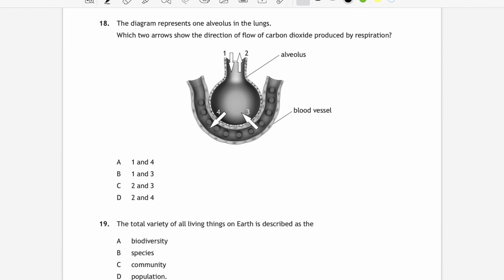Okay, now that I've had a little look at question 18, let's have a look through it. So we've got 1 and 4. Which two arrows show the direction of flow of carbon dioxide produced by respiration? So 1 is saying that carbon dioxide comes in, and 4 is saying it's going into the blood. We know carbon dioxide is not going to go into the blood. We exhale carbon dioxide, so we're looking for it to go out. So there must be a 3 in there, and there must be a 2 in there. So we're having a look for 2 and 3. So that must be answer C.